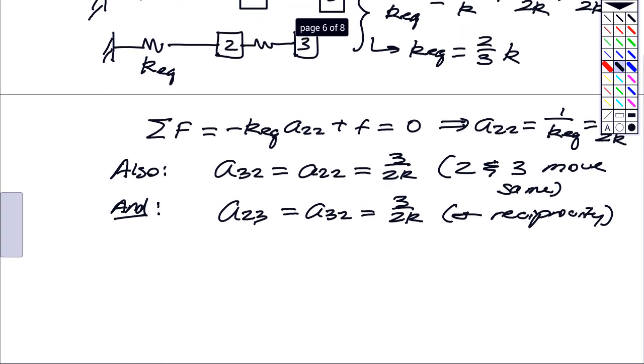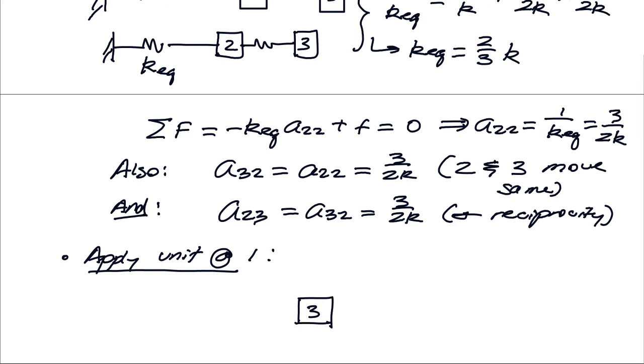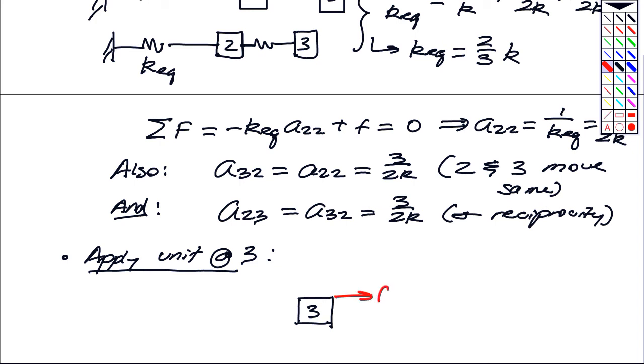I'm going to now move my applied force to particle 3. I'm sorry, I said 1. I really meant to say 3. So the applied force is here. I'm going to have a spring force acting on this side. I'm going to call it the equivalent spring constant, which we'll derive here in a bit, times A33.